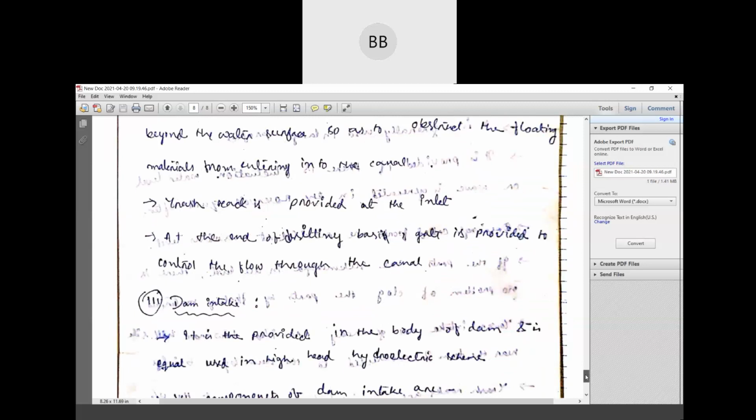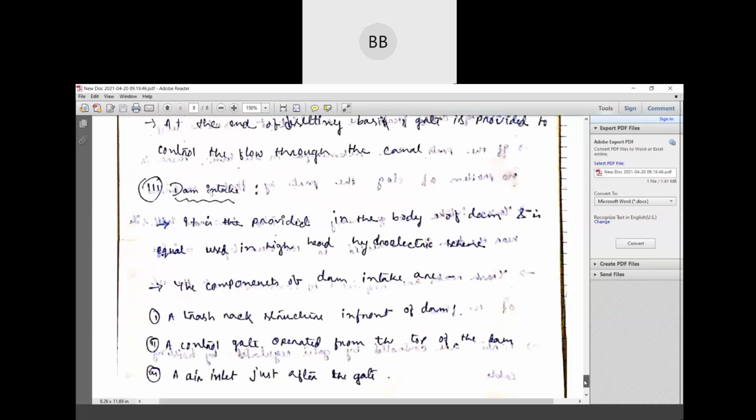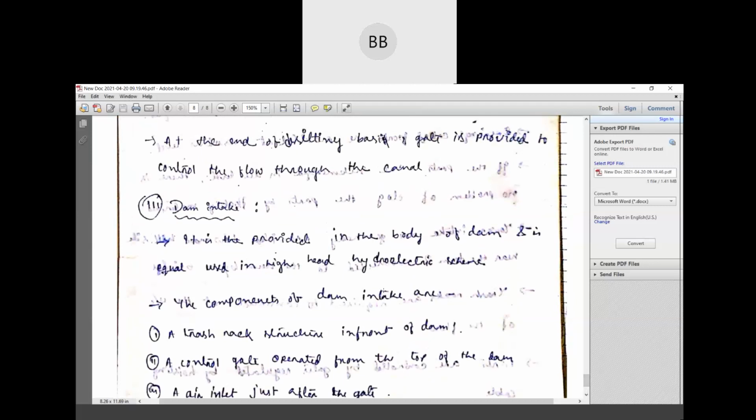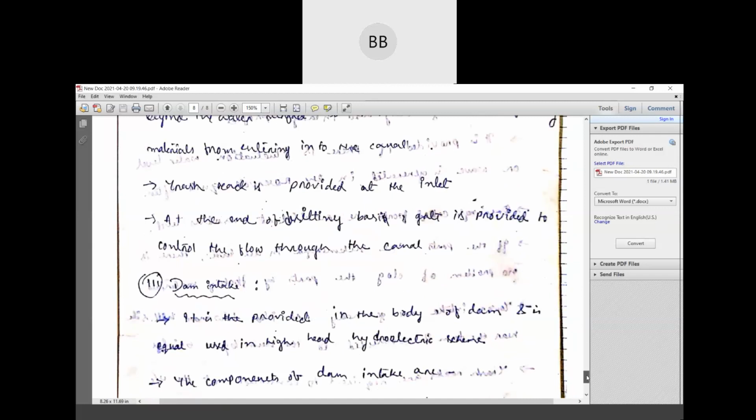So we will move on to our next intake, that is our dam intake. Kindly draw the structure. We will continue in the next class.